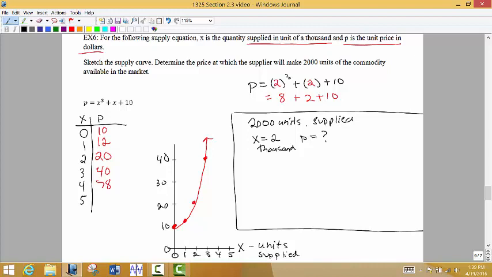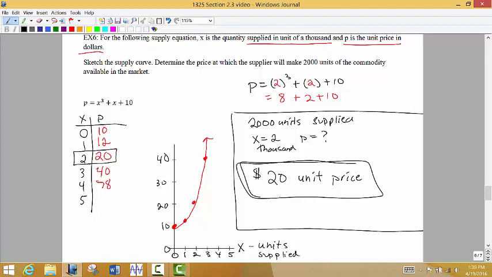So we want to solve for p. Now this is actually pretty nice. We've already solved this. We said if x is equal to 2, then p is equal to 20. So if the unit price is $20, then the supplier will be willing to provide 2,000 units to the market.